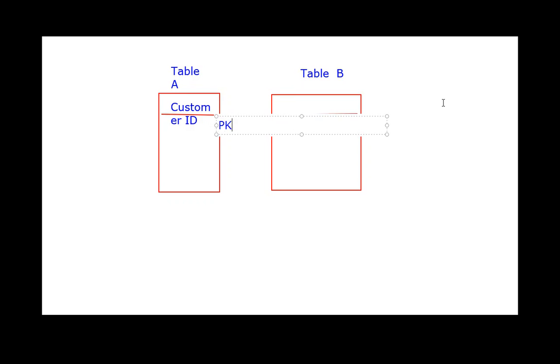And then I'm going to copy this if I can, and put in another text. And this would be table B. Now, I have customer ID, and that customer ID is a primary key. I'll use PK for that, primary key.